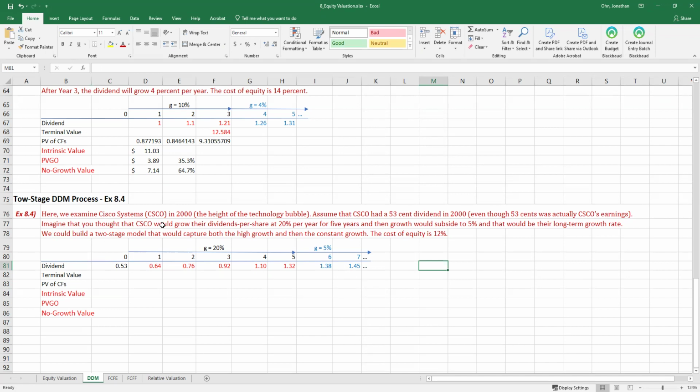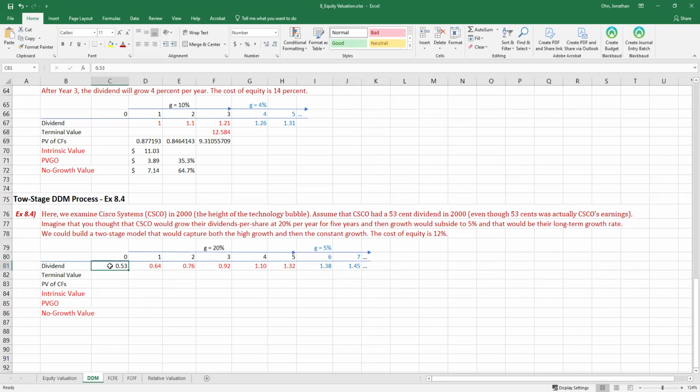So 53 cents, and then you thought this one would grow its dividend per share at 20% per year for 5 years. Look at this one. The first 5 years is abnormally high growth. So the company will pay abnormally high growing dividends for the first 5 years. And after that, it will be stabilized at 5%. So after that, the dividend will grow at an annual rate of 5%. So this one is normal. This one is abnormal.